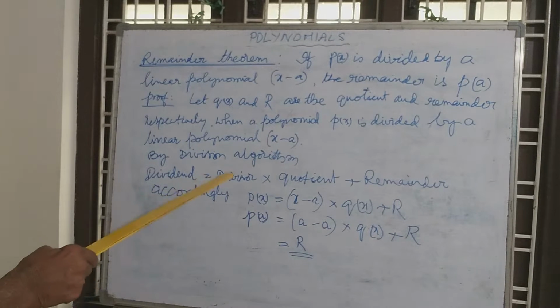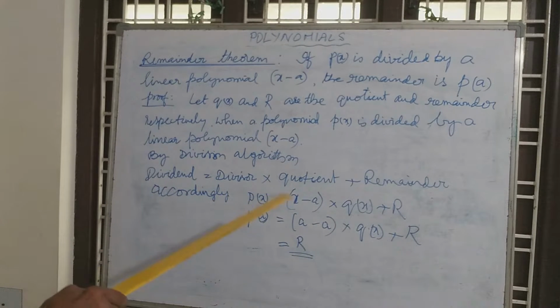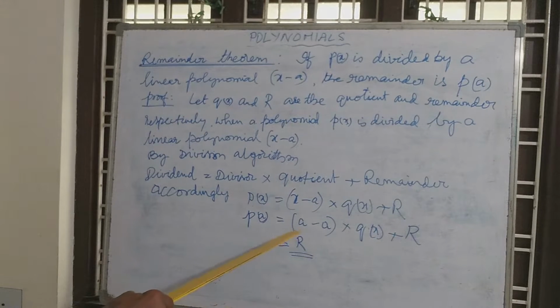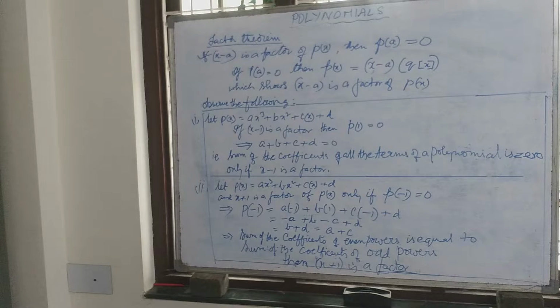By the division algorithm, see the same I am writing. Dividend is equal to divisor into quotient plus remainder. That is the division algorithm. So accordingly, p(x) is equal to x minus a into q(x) plus r. Therefore, p of a is equal to a minus a into q(a) plus r. So this will become 0 into q(a) plus r. So p of a is equal to the remainder. That is the remainder theorem. Now factor theorem.